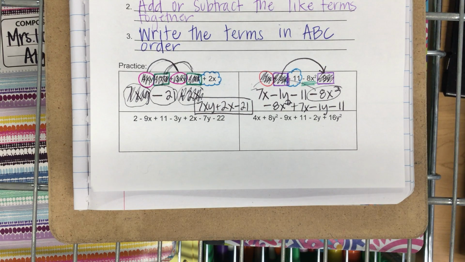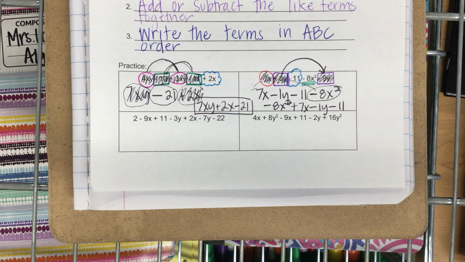You try it. See if you can do 2 minus 9x plus 11 minus 3y plus 2x minus 7y minus 22. Then do just the regular one. And then I'll help you once you have it combined. Deal? Okay. Try it.